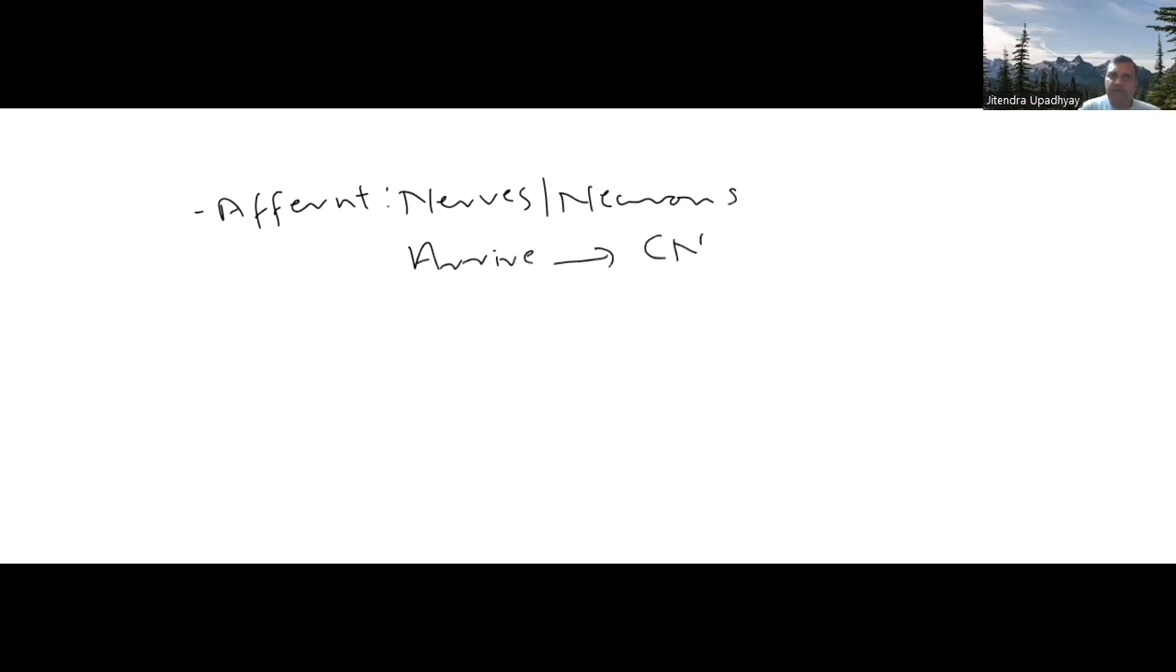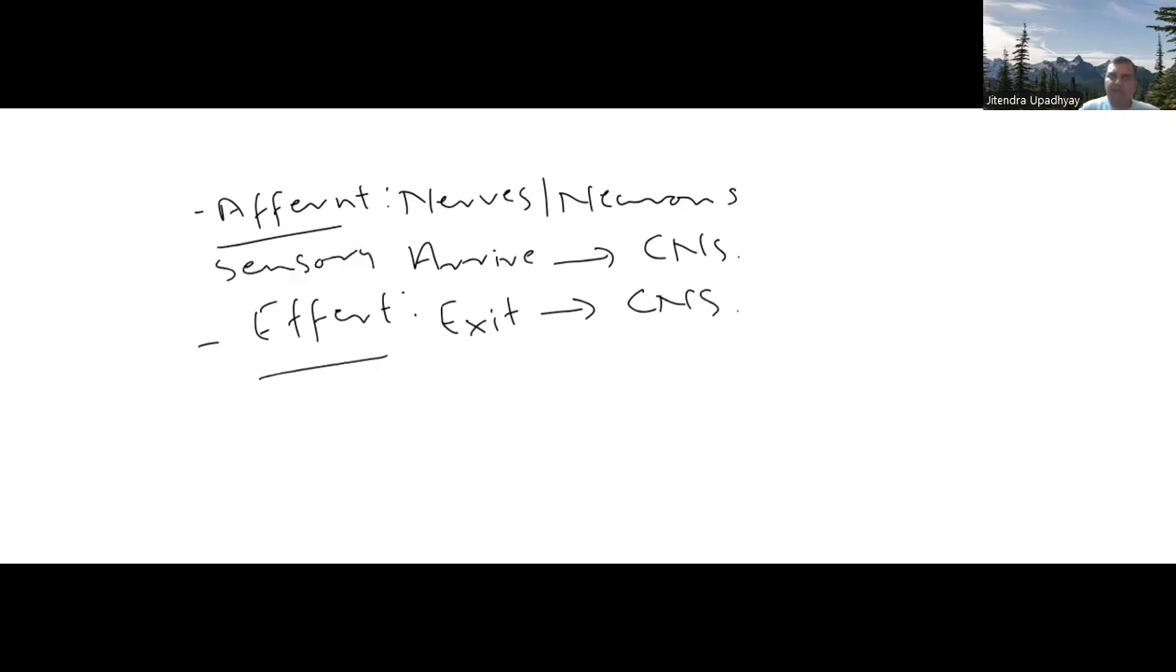As the name suggests, A for afferent means these nerves made up of the neurons arrive towards the central nervous system, whereas the efferent exit from the central nervous system. Right. So afferent is sensory and efferent is motor. So the motor neuron brings the message from the central nervous system.